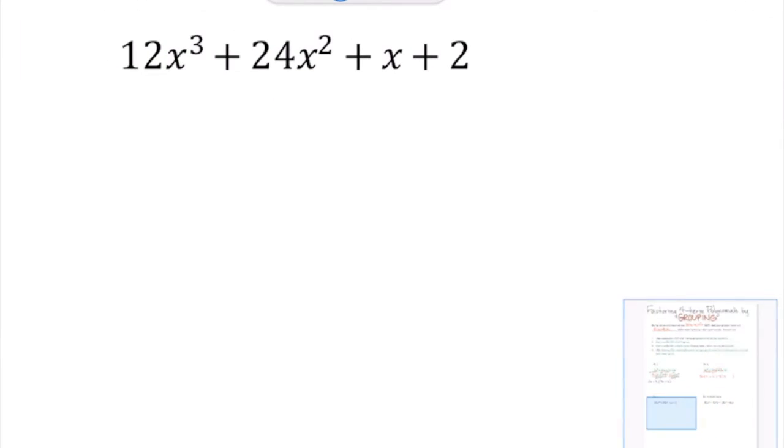All right, next. We want to check for a GCF from all of the terms. We don't have one, so we're going to factor by grouping. How do we know we're factoring by grouping?